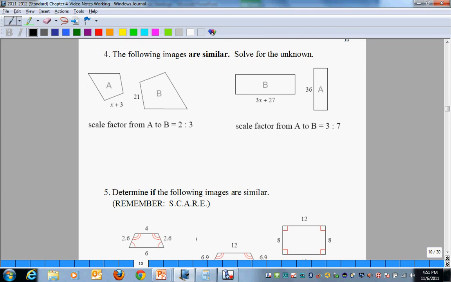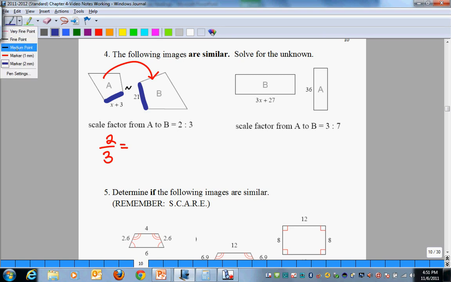It says the following images are similar. Solve for the unknown. Well, we'd have to make our scale factor from A to B, and notice the order that we're going here is from A going to B is 2 to 3. So first, we're going to make a 2 to 3 ratio, and then we have to compare small to large, left to right, and that's going to be x plus 3 over 21. Again, left to right, because that's where the scale factor is given.